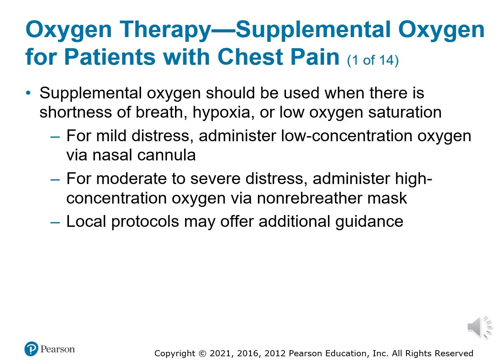Supplemental oxygen for patients with chest pain. Supplemental oxygen should be used when there is shortness of breath, hypoxia, or low oxygen saturation. For mild distress, you want to administer low concentration oxygen via the nasal cannula. For moderate to severe distress, you want to administer high concentration oxygen via the non-rebreather. And local protocols may offer additional guidance.